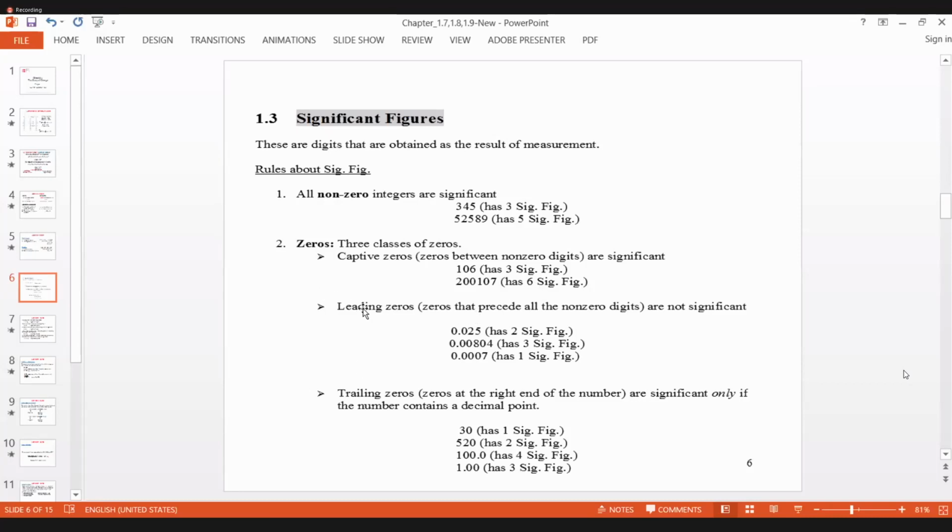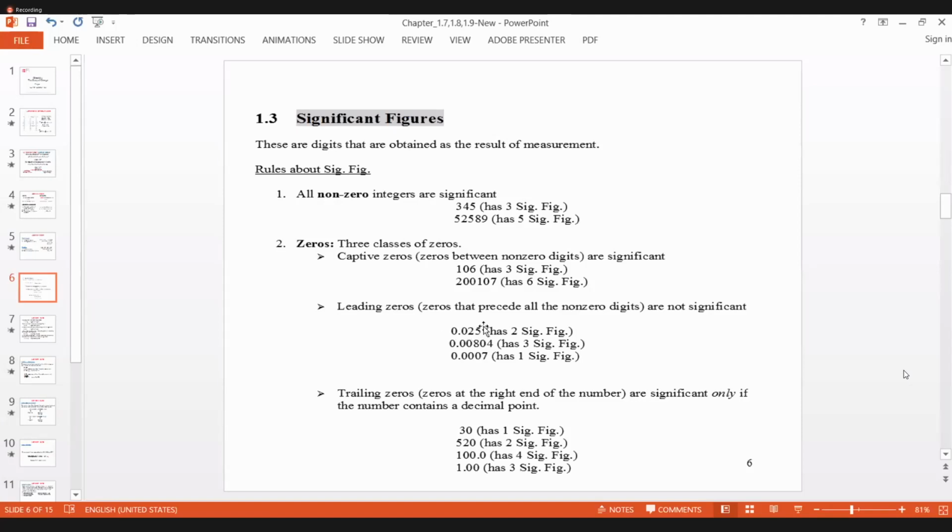And leading 0. Leading 0 means the 0 present before the digit, before the digit and after decimal. How many significant figures do you have? You have to remove all the zeros and count the digits. And the 0 present between the 2 digits should not be deleted. You should count it as a significant figure.